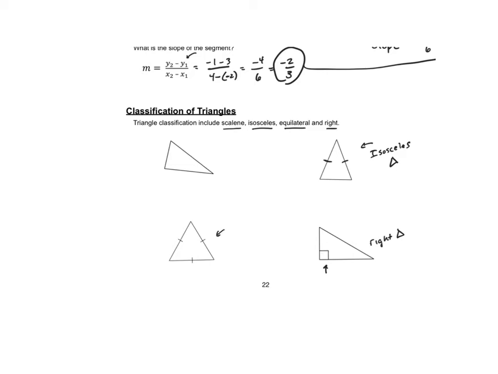Over here, this triangle, it looks like all my sides are equal. So we end up with an equilateral triangle. And of course, with the equilateral triangle, we know that all of my angles are also equal. It's one of those characteristics or properties. And then last but not least, we have the scalene triangle, which is a triangle where all the sides are different. It does not have any congruent sides. So those are our triangles that we want to be able to look for on the coordinate plane.